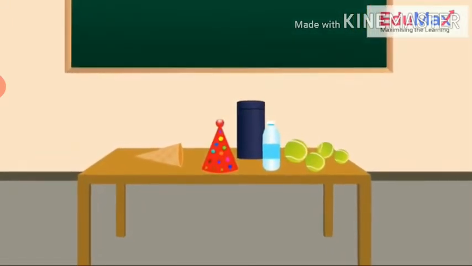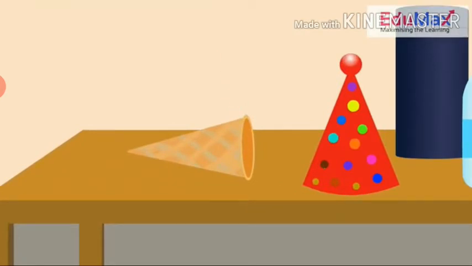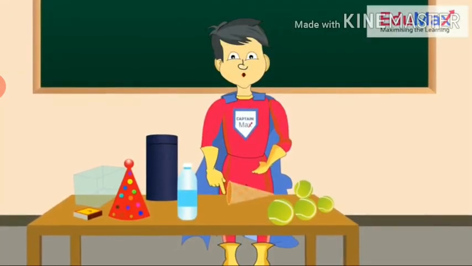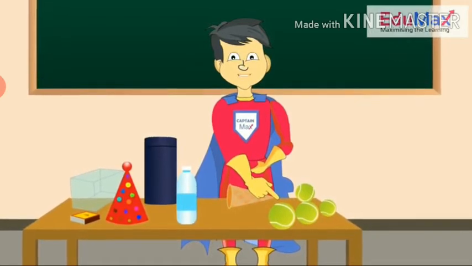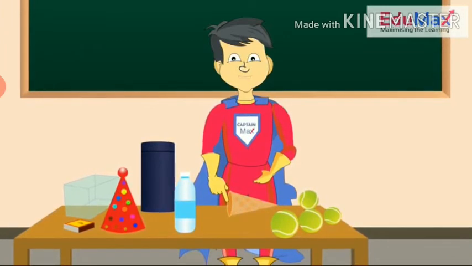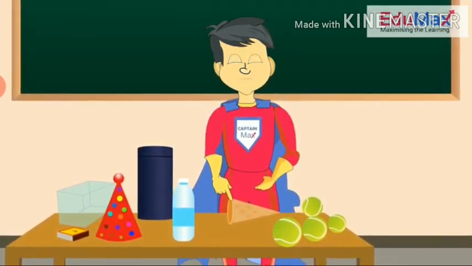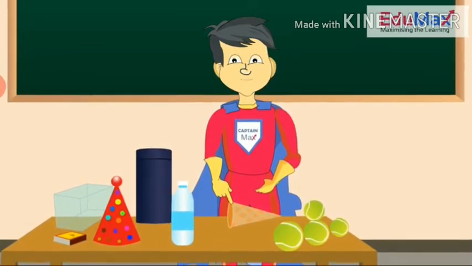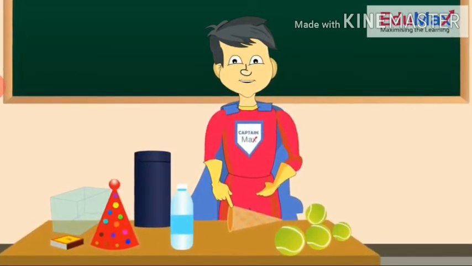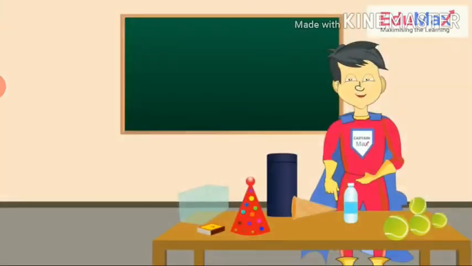Now here you can see a birthday cap. Can you tell me which shape it is? It has a cone shape and an ice cream cone also has a cone shape. Now this is the flat surface and corner. You can see this cone shape. This is one edge and one corner of this cone shape. A cone has one curved surface and one flat surface. And which surface is flat?